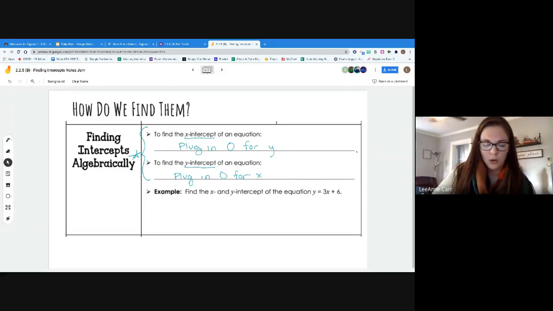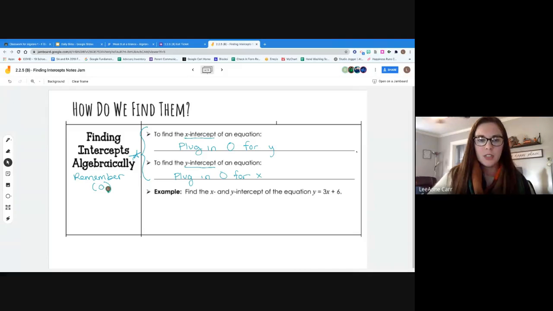Okay, over in the margin, I want to remind you, and I know that this is a silly reminder, but first thing, remember parentheses. So when we plug in our 0, we're not just going to put 0, we're going to put parentheses around it.